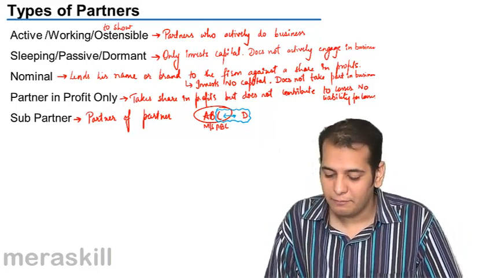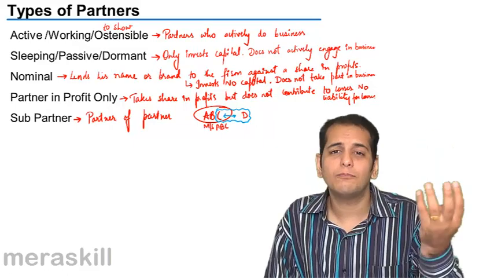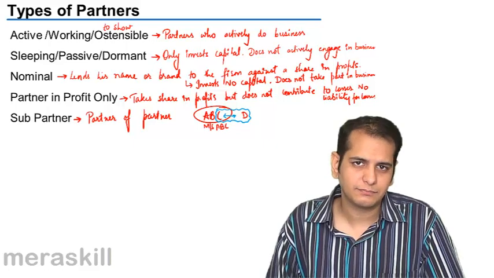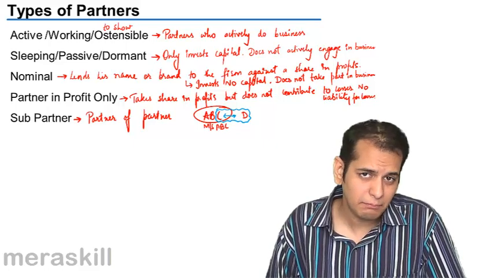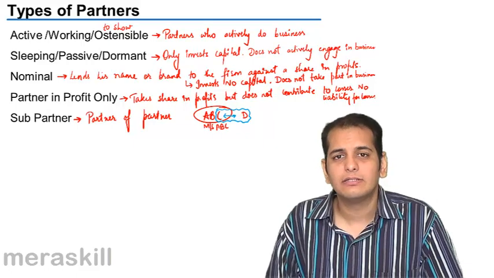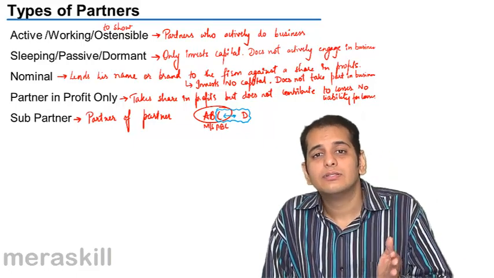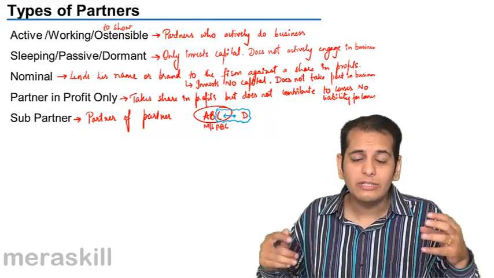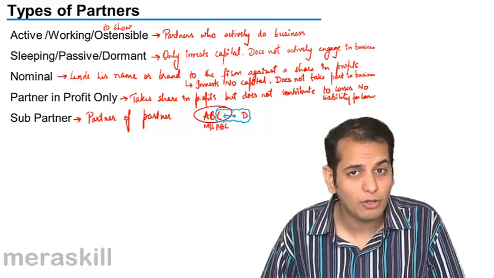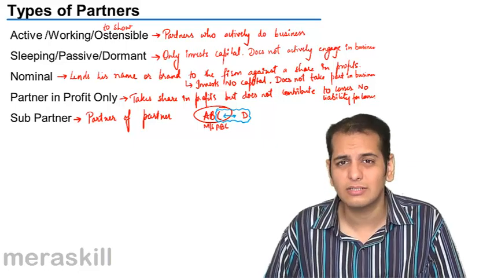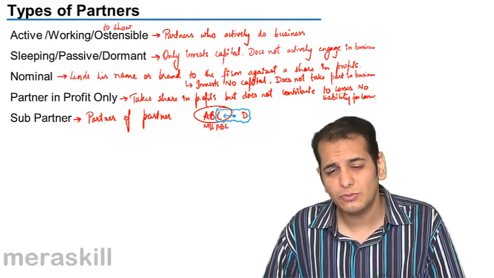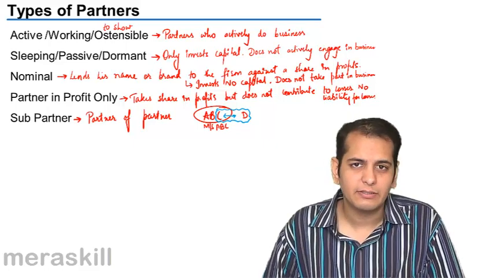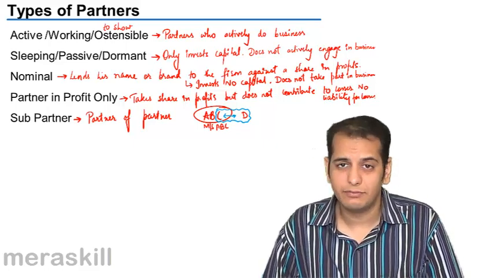If he becomes a partner in the firm, then there will be four partners. Then D will not be the sub partner. D will be a sub partner only when he is in negotiation with C. There is only a one-to-one relation with C and not with the firm. So D is not concerned with the firm. D is only concerned with C. Whatever share C will get, he'll have to share it with D.